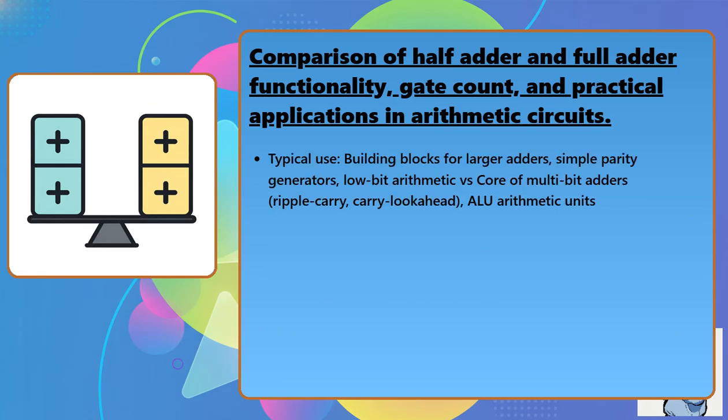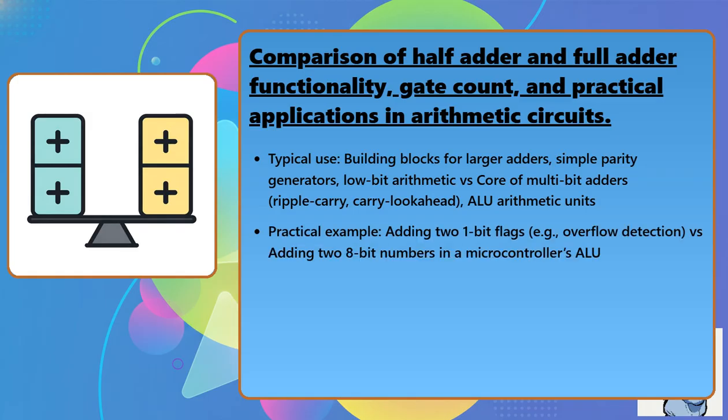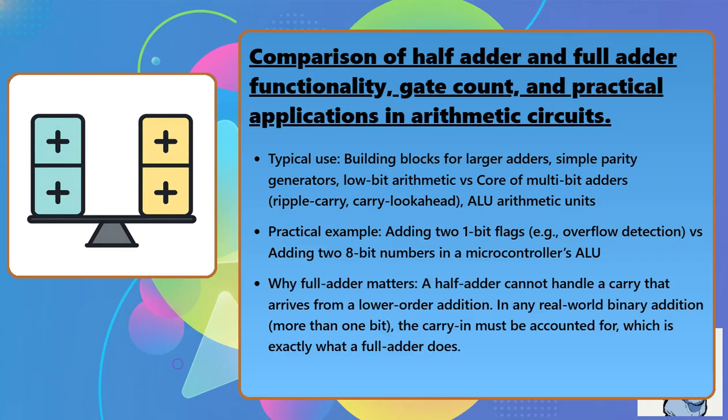Typical use: building blocks for larger adders, simple parity generators, low-bit arithmetic, versus core of multi-bit adders, ripple carry, carry lookahead, ALU arithmetic units. Practical example: adding 2 1-bit flags for overflow detection versus adding 2 8-bit numbers in a microcontroller ALU. Why the full adder matters.